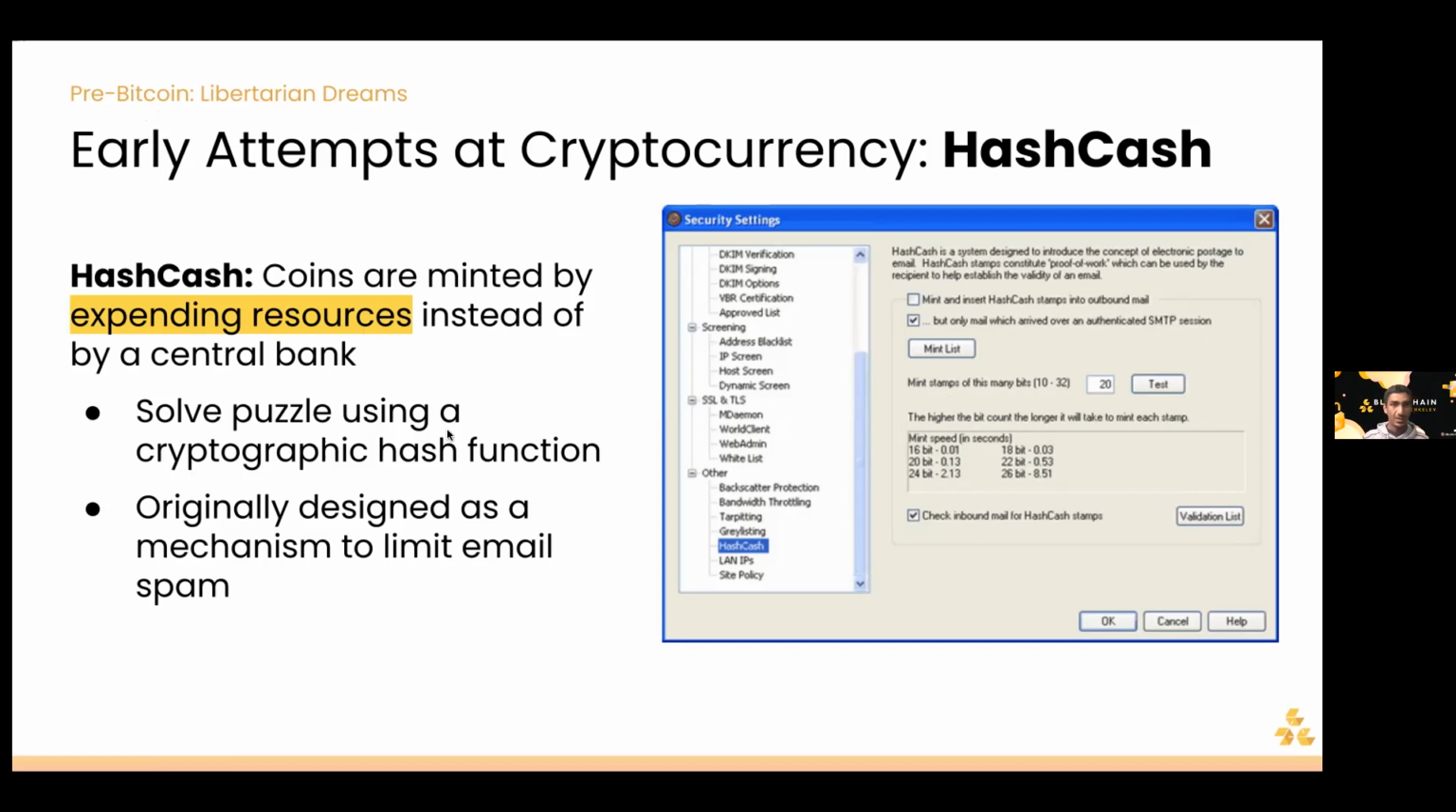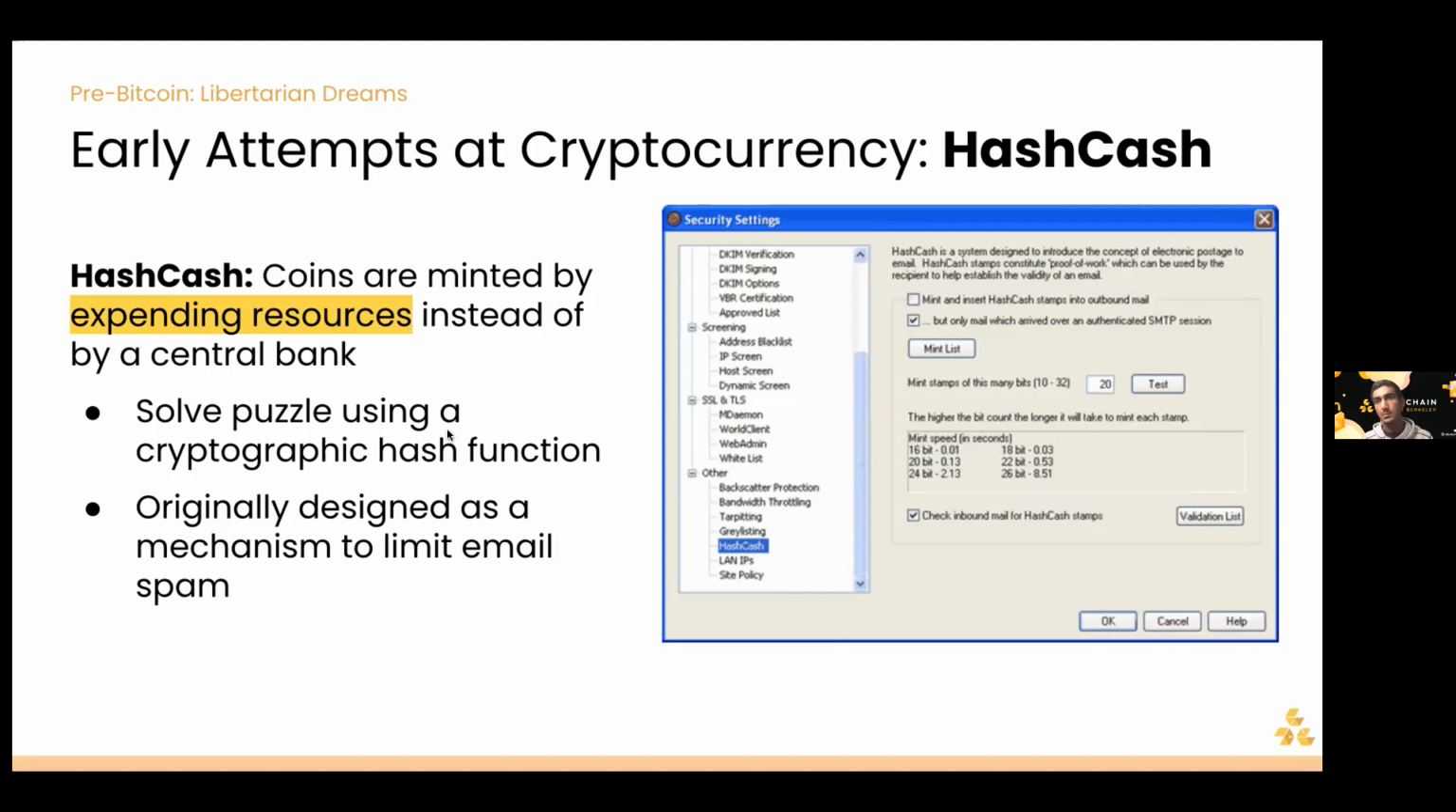So the first attempt is Hashcash. Hashcash is the basis of where we got hashing in our modern transaction systems. Coins are minted by expending resources instead of by a central bank. And this is where proof of work came into play. You solve a cryptographic puzzle, and that is designed to fight against email spam.